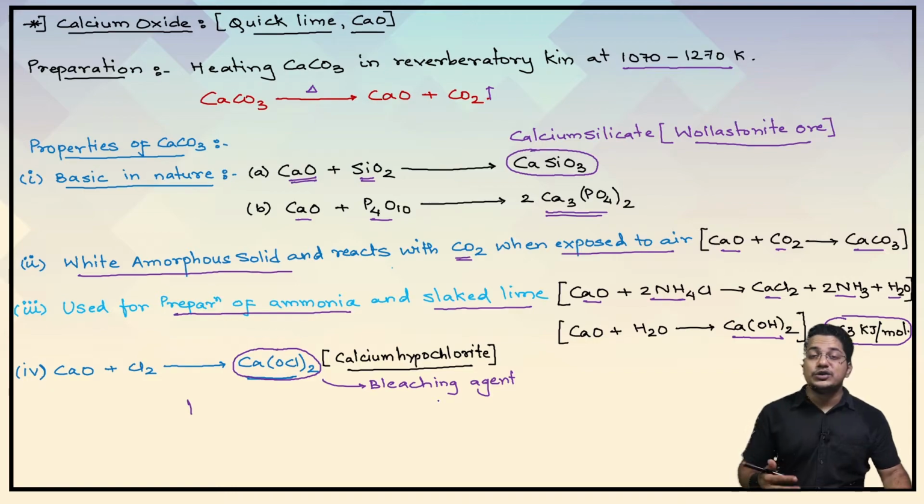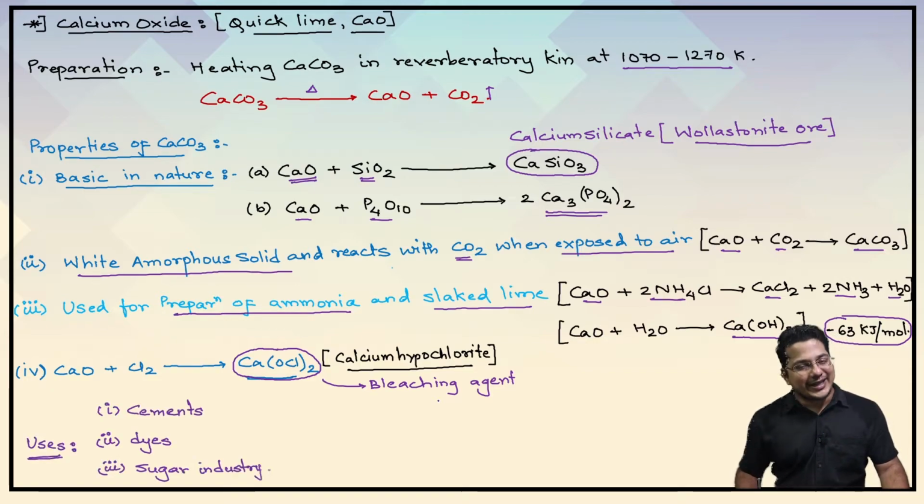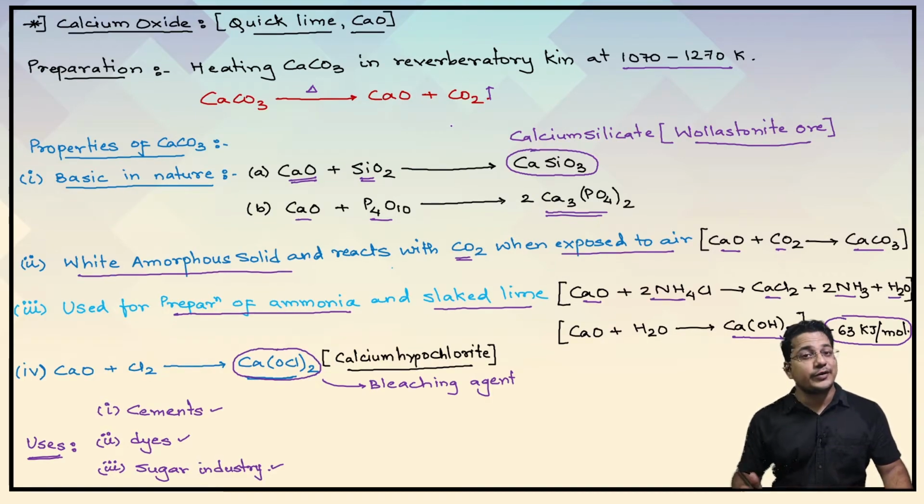अच्छा, what are the other uses of calcium oxide? Then calcium oxide is used in the production of cements, dyes या फिर sugar industries. Further, चलो let's move on with the next compound. The next compound that we are going to learn is calcium carbonate.